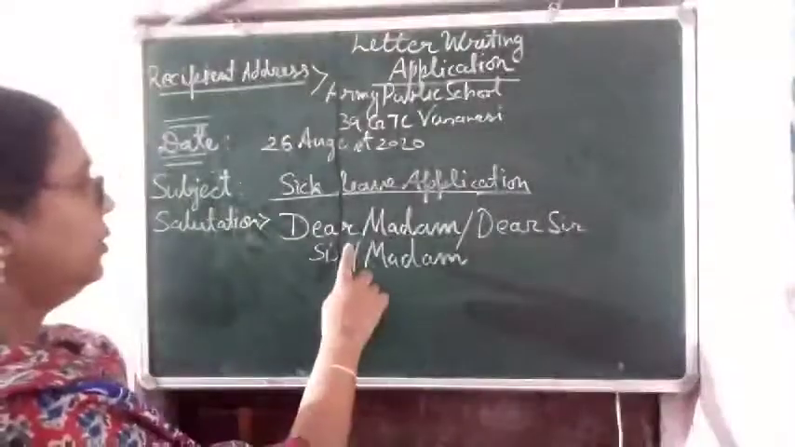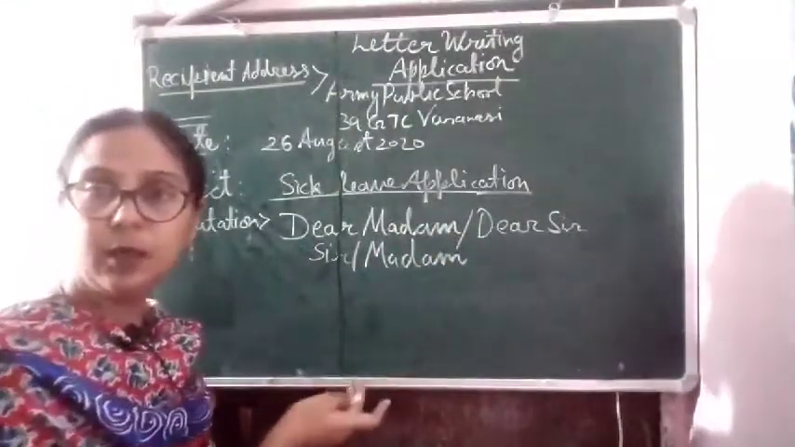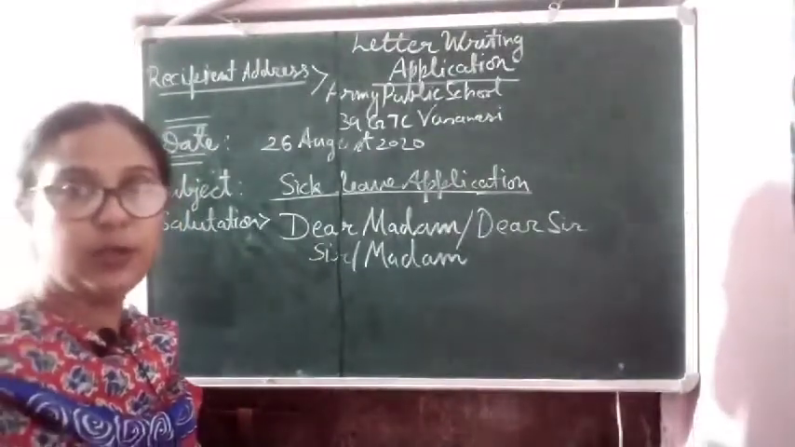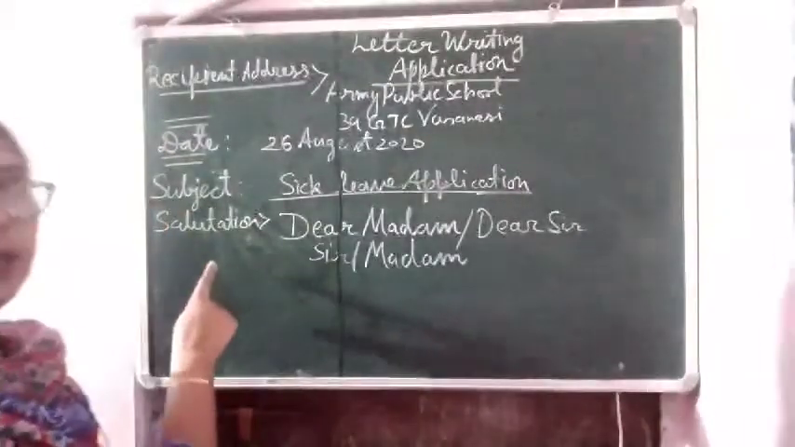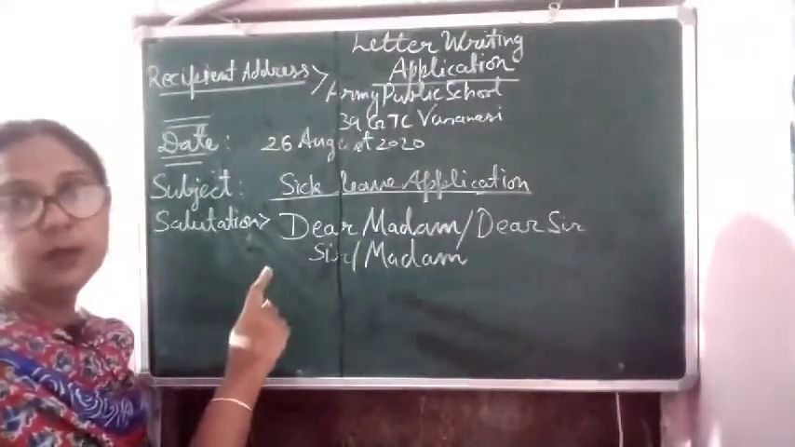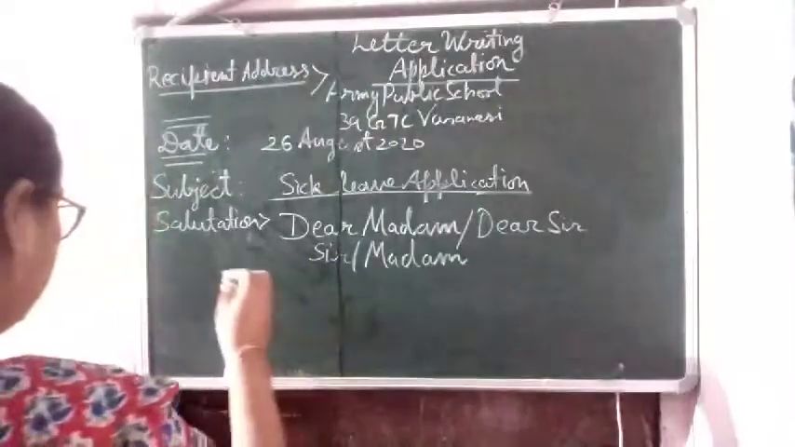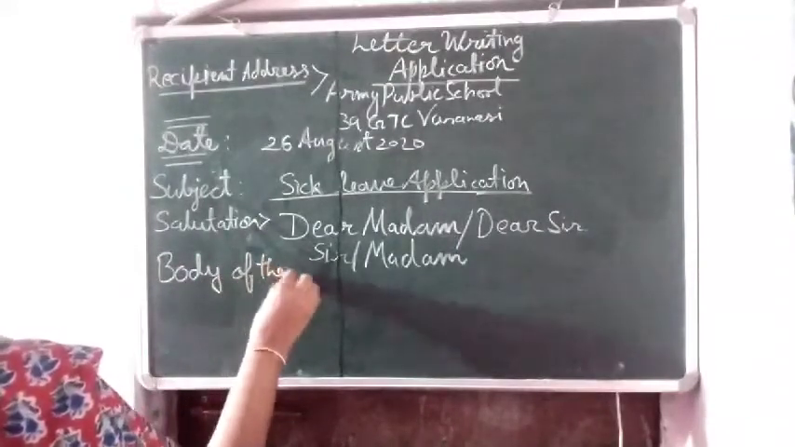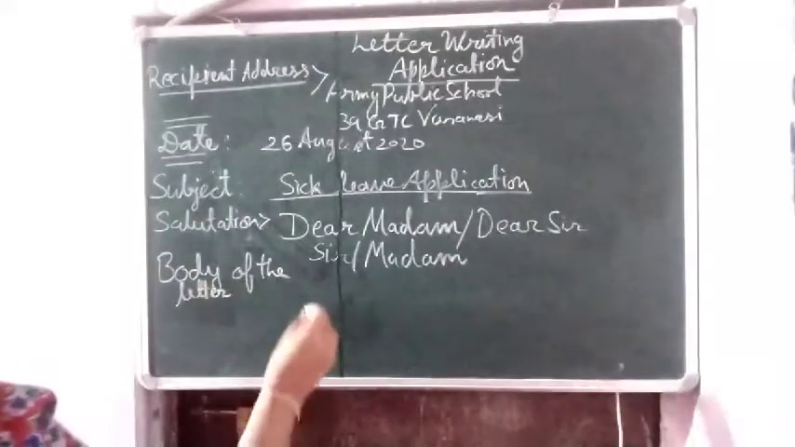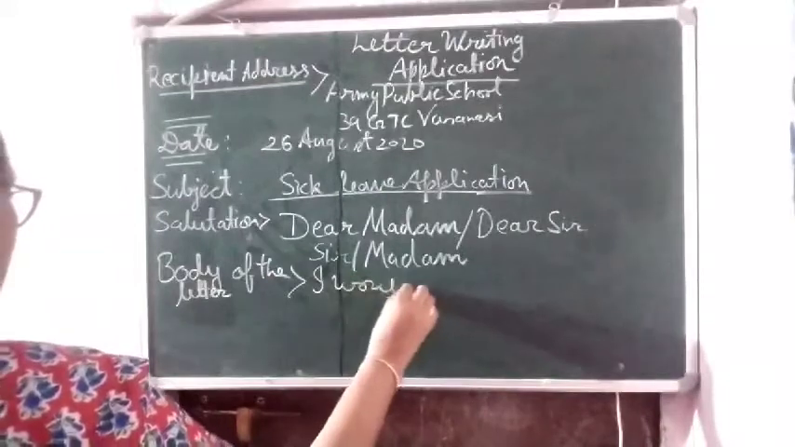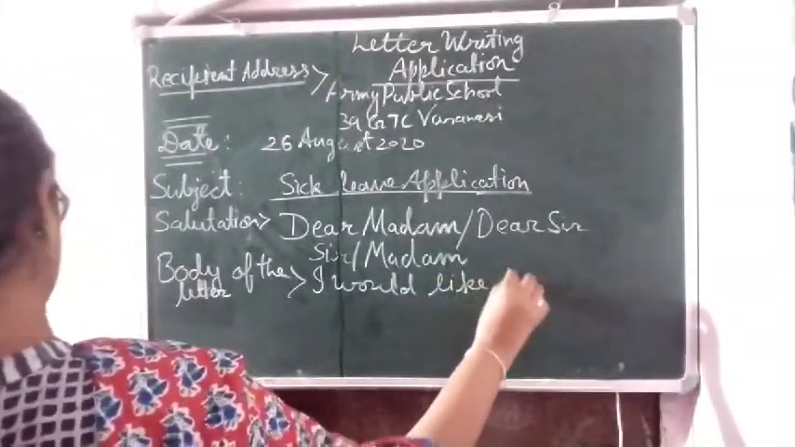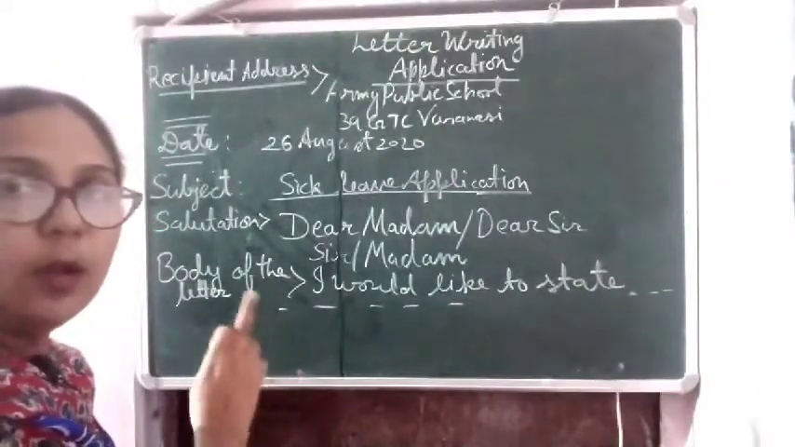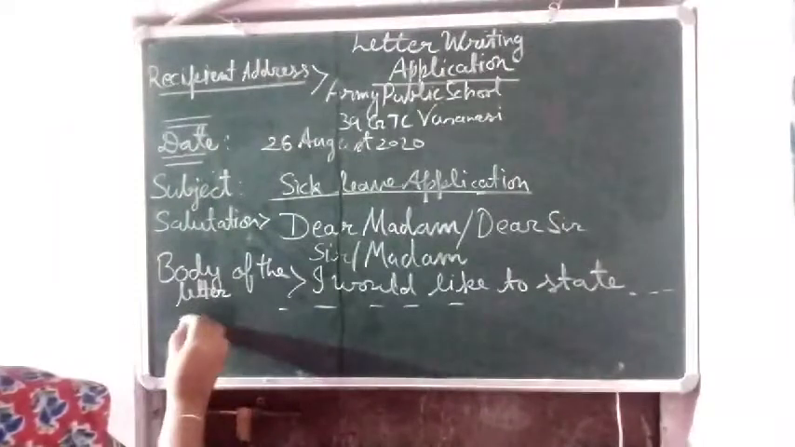So now, dear sir, dear madam, it depends on the authority. You can write dear sir, dear madam, or sir or madam in the salutation. After salutation, without leaving any line, you just start the body of the application, the body of the letter, or you can say application. You will start with, "I would like to state this." This way you will start your application, and after that you will write the subscription.